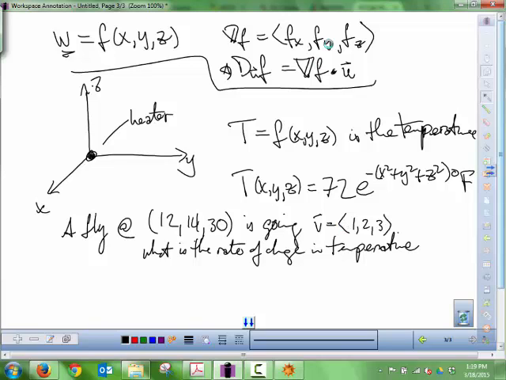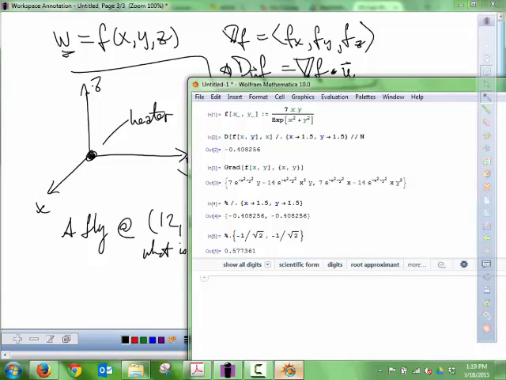So it looks like we need some partial derivatives. We need to make this v into a unit vector u, and then we need to dot that. We need to evaluate it at 12, 14, 30, and then evaluate. Okay, that's easy enough. Is it easy enough?